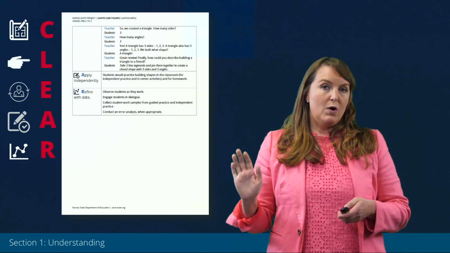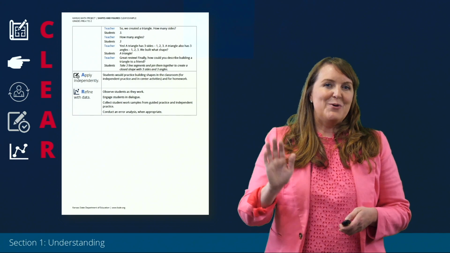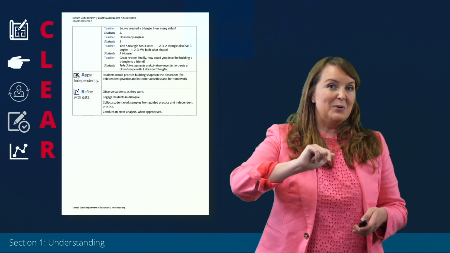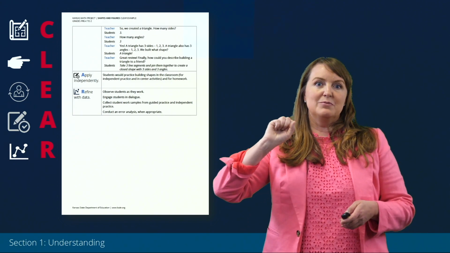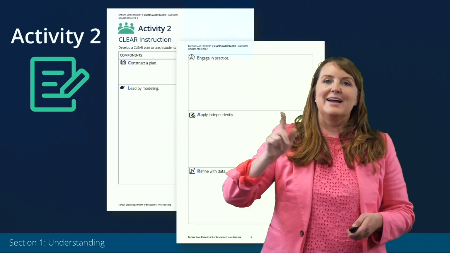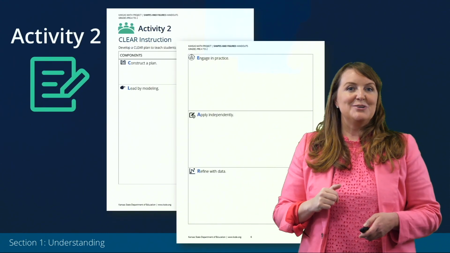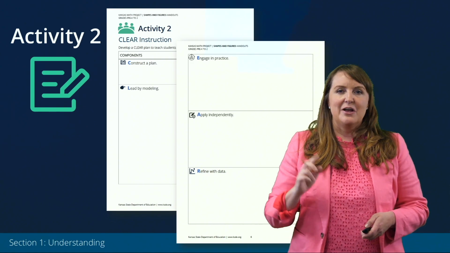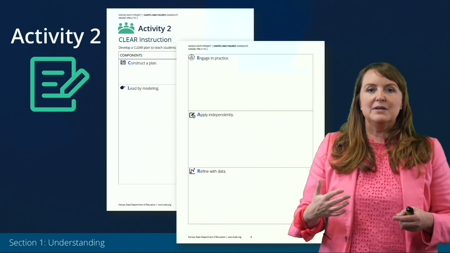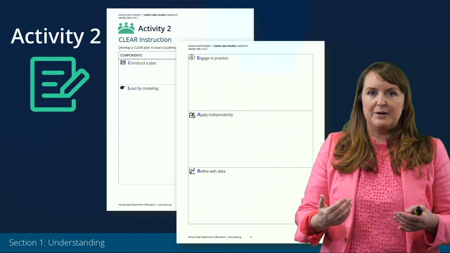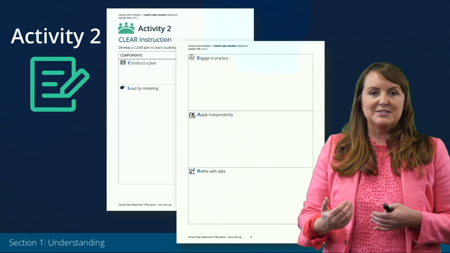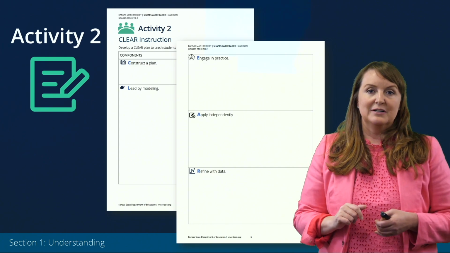So that was just one example of the CLEAR model. I'm always going to challenge you that I would like yours to be better and more improved and longer than mine. And that brings us to activity 2, where you get to accept that challenge. So go ahead and think about something related to identification of shapes that's important for your students and develop your own CLEAR model.